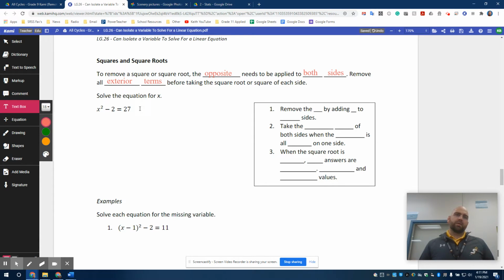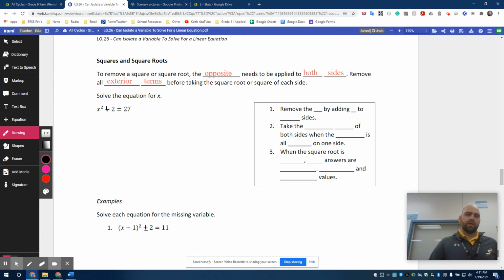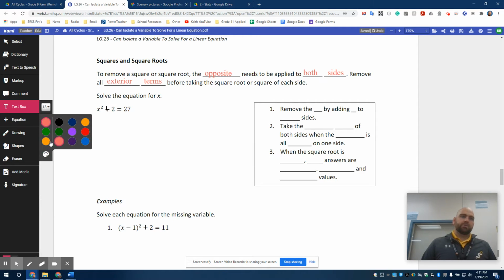So this first one here, I just need to tweak it a little bit. We're going to do x squared plus 2, and we're actually going to change this one here as well. That's going to be a plus as well. That was a mistake, I'll have to change that in my master copy. Those should be pluses. So what we're going to do here is we want to get this one all by itself.